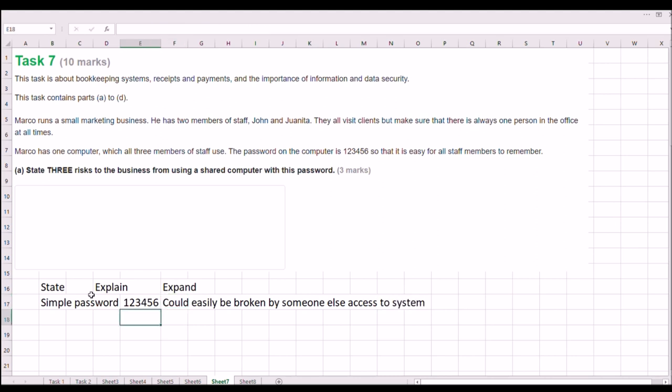Right. Everyone has access because there's just one password. Let's go through what happens there. You can't track who is doing what, so it's easy for fraud. And also, there could be GDPR data breaches.